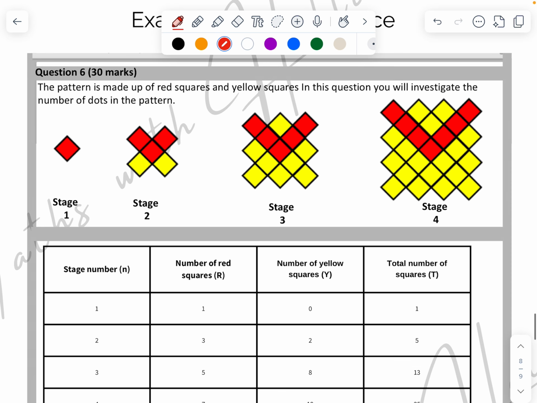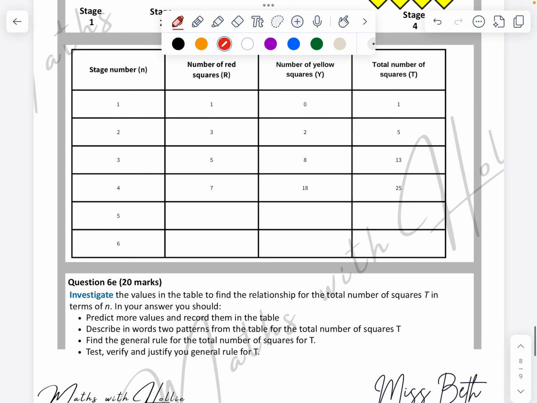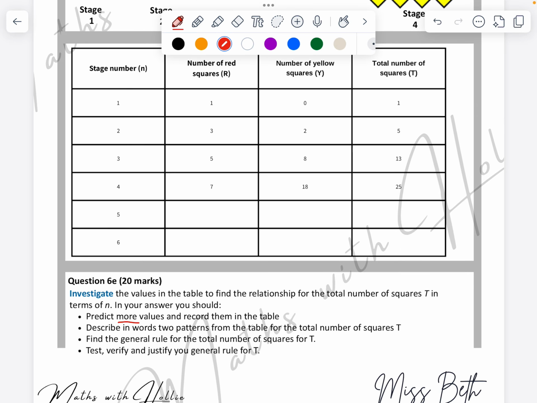Right, we're going to move on then. Same pattern. And then it says a couple of things at the bottom. It wants us to predict more values and record them in the table. It wants us to describe the total number of squares for t. Then it wants me to find the rule and then test, verify, and justify.